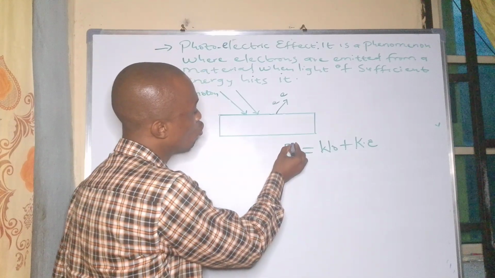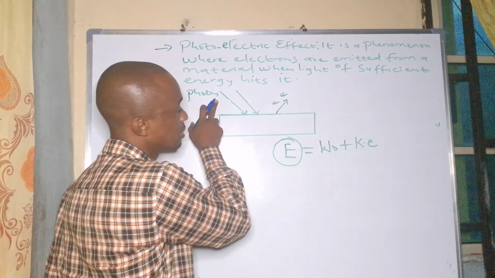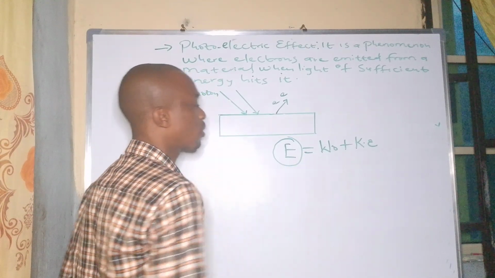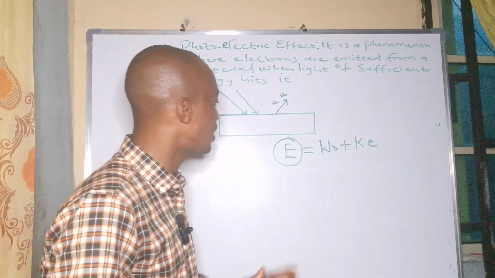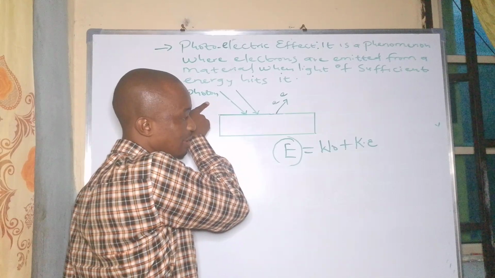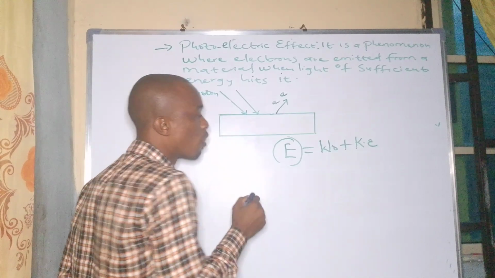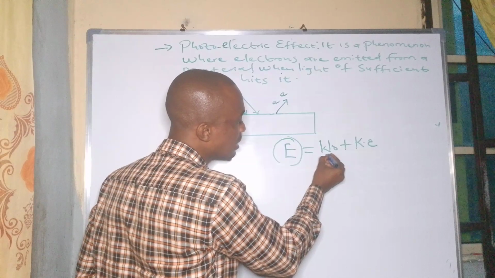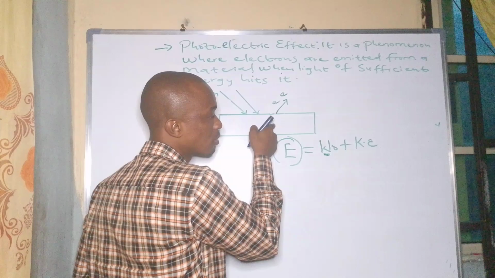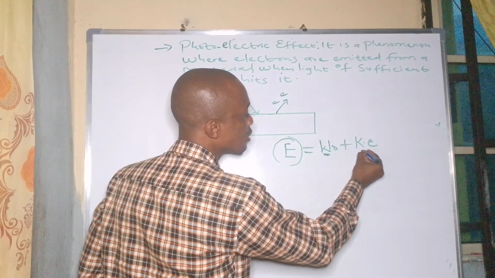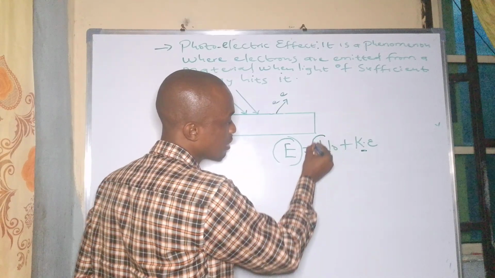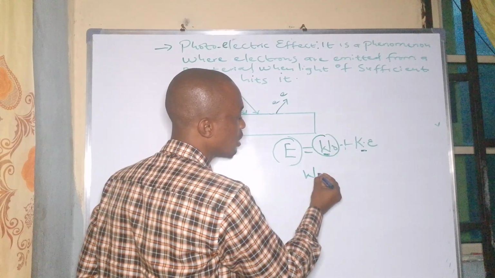So light hits, and then there's what we call Einstein's photoelectric equation. He says the total energy of the incident light will be equal to the work function, which I will explain, plus the kinetic energy of the electron. So what Einstein is saying is that the total energy of this photon, which is the light that is hitting the surface, must be able to liberate the electrons from the material and also give the electrons extra kinetic energy to move out completely from the material. See this particular symbol here, W naught. This W naught is called what?